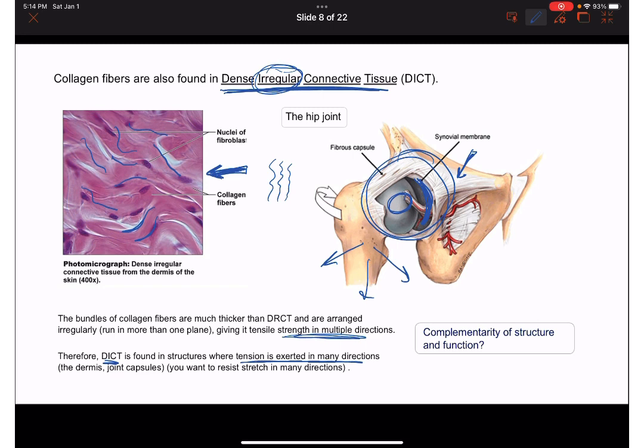And again, we don't want this joint capsule to stretch. We want it to maintain its integrity. And so dense irregular connective tissue is a great tissue to make it out of because it's going to resist stretch in multiple directions.